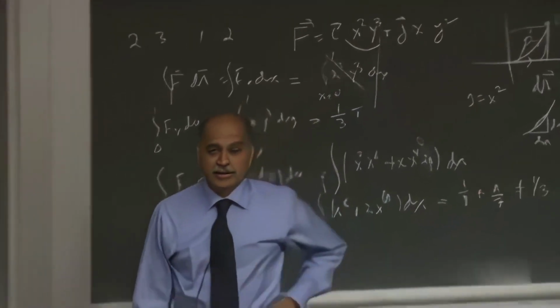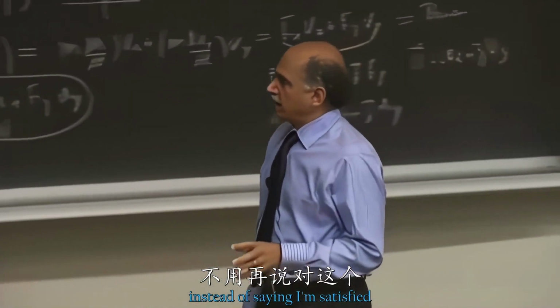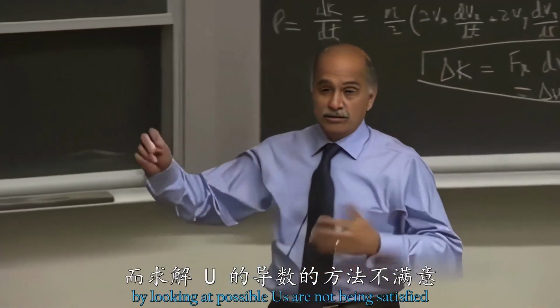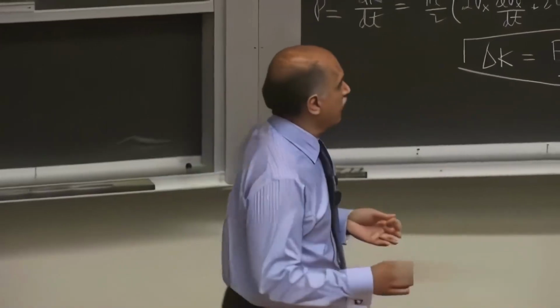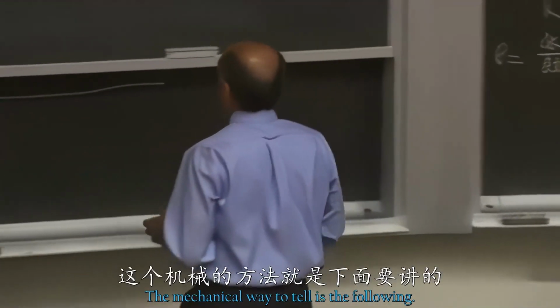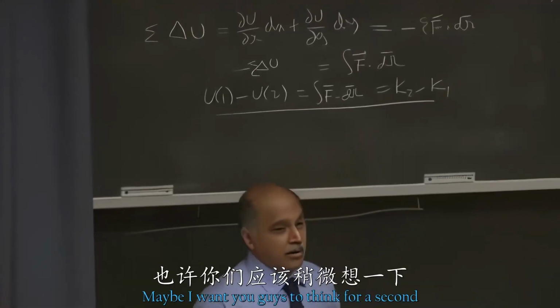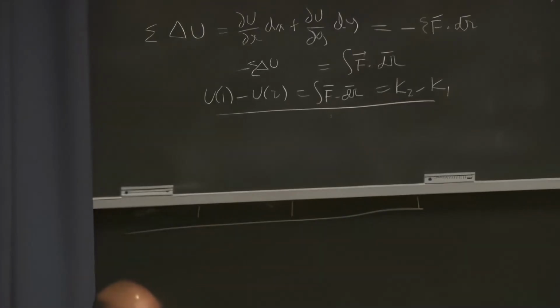But that's a better test instead of doing all that. Instead of saying, I'm satisfied that this doesn't come from taking derivatives of a u by looking at possible u's and not being satisfied because maybe I'm not clever enough, there is a mechanical way to tell. Mechanical way to tell is the following. Maybe I want you guys to think for a second about what the recipe may be.